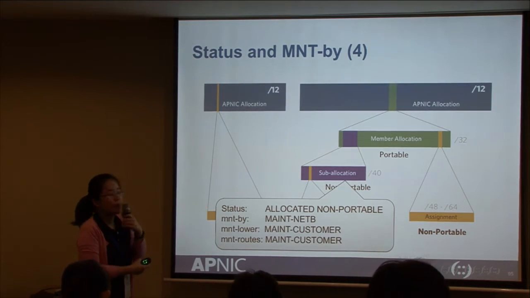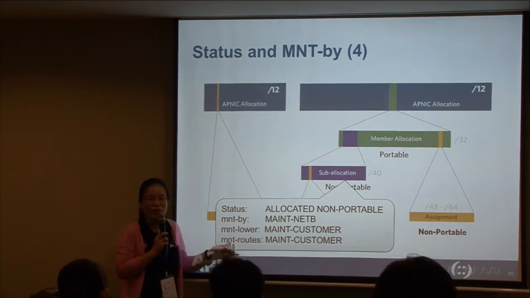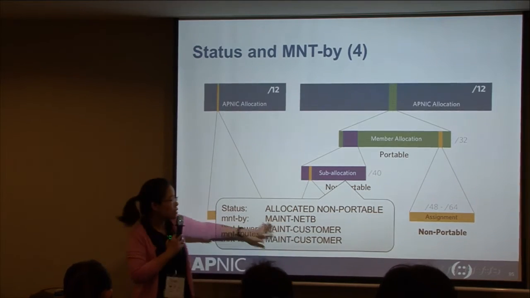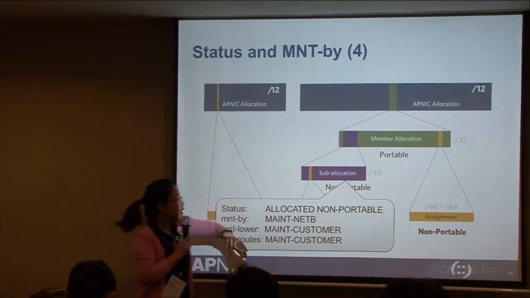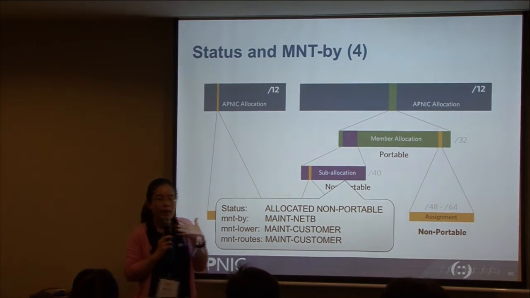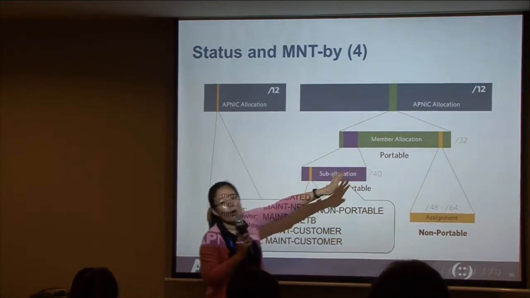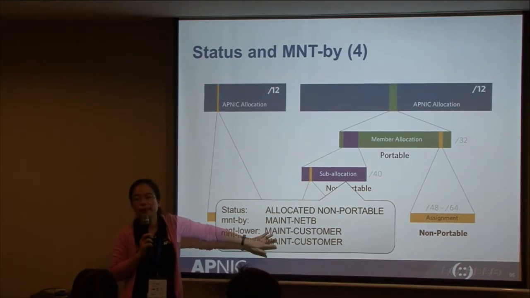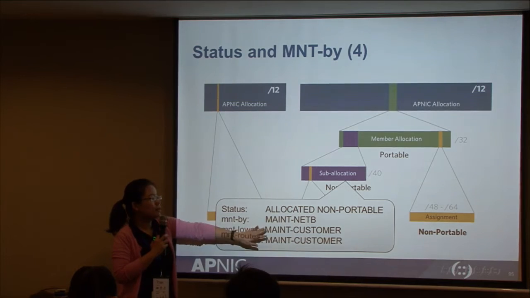And then for this one, maybe now you are a little bit tired with the maintainer, maintain routes. This is maintained by the maintainer because it is created by the member allocation. I am the APNIC member and I have my APNIC account. And then for our corporate contact, you can create a maintainer and make this resource using the maintain lower.